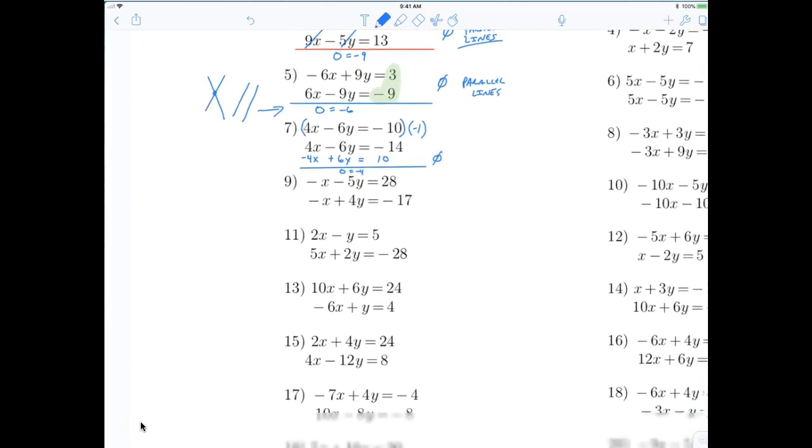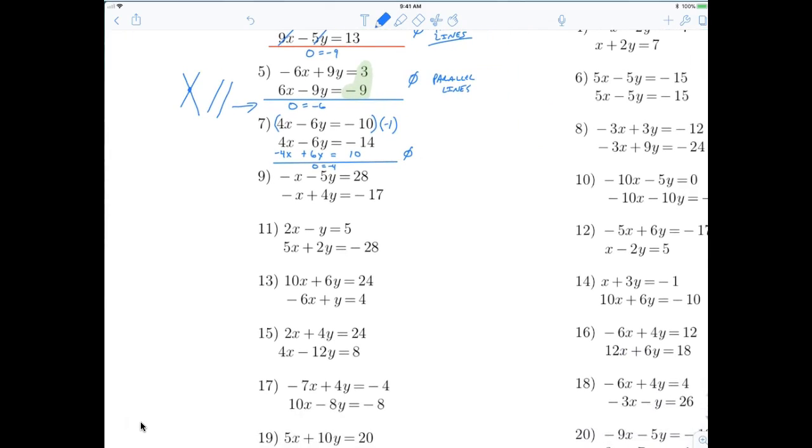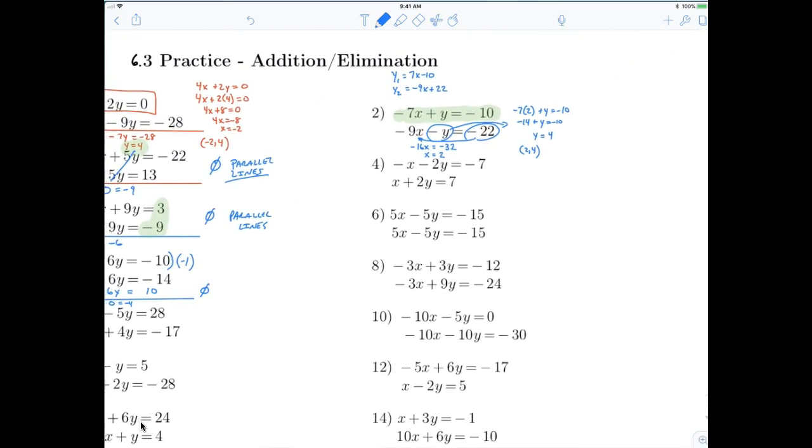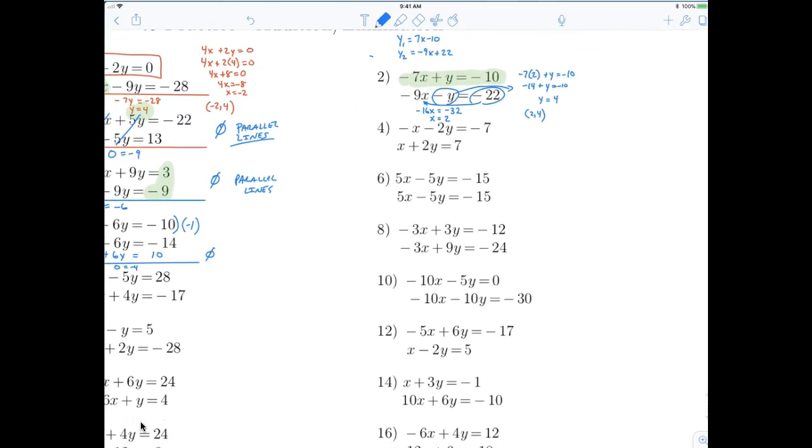Tonight, here's what I want you to try: 2, 4, 6, 8, 10. Try those. That's what you're doing. You don't have a test tomorrow, because I haven't taught you how to do everything. So I've got to redo the rest of it tomorrow.